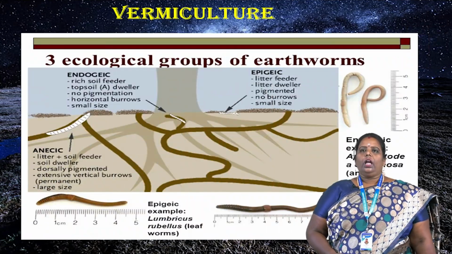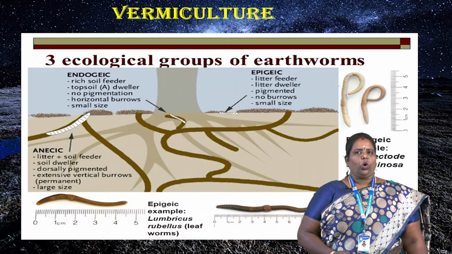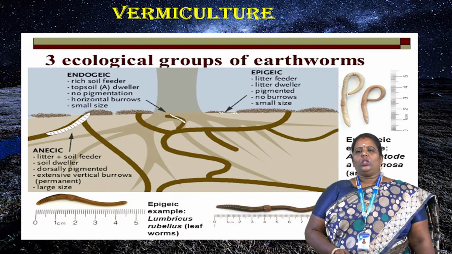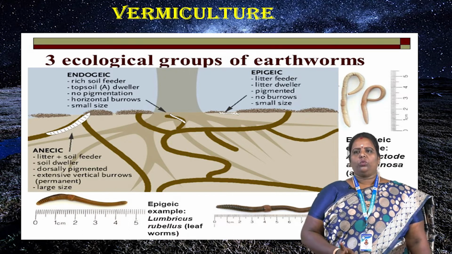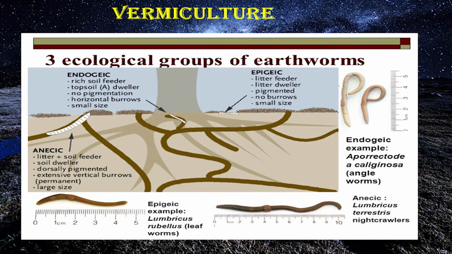Next, as I already told you, there are three ecological groups of earthworm. How do we differentiate these three groups? One is by length: the endogeic form, the epigeic form, and the anecic form. These are the technical terms. The endogeic form measures 4 to 5 centimeters. The anecic form is longer, about 10 centimeters, and the epigeic form is also a minimum of 4.5 to 5 centimeters. Normally Lumbricus rubellus, the leaf form, is also present in our country and in Tamil Nadu.